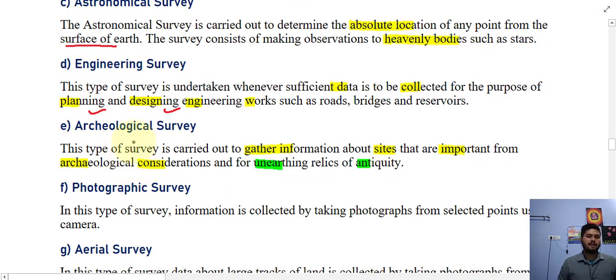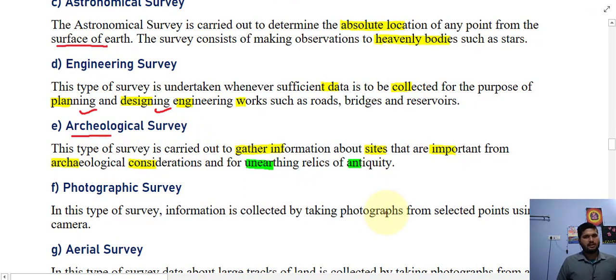Next is archaeological survey, in which we gather information of an archaeological site, which is important for relics of antiquity. Relics means अवशेष, जो कि पुरानी चीजों के अवशेष होते हैं, उनको हम फाइंड आउट करते हैं फॉर आर्कियोलॉजिकल पर्पस.